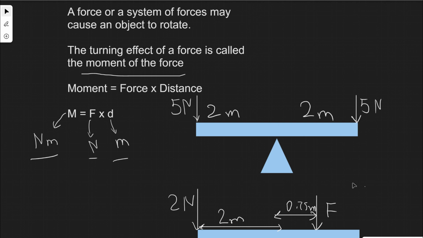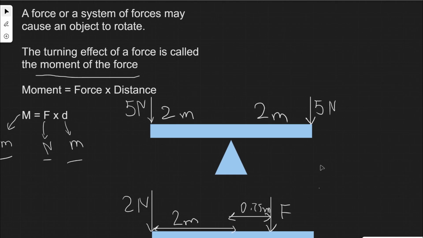Typically, the situations that we encounter in moments involve levers in problems. Here's an example of a balanced lever. We have a 5 newton force which is acting 2 meters away from the pivot. So the 2 meters is the distance from the force to the pivot, so up to here.